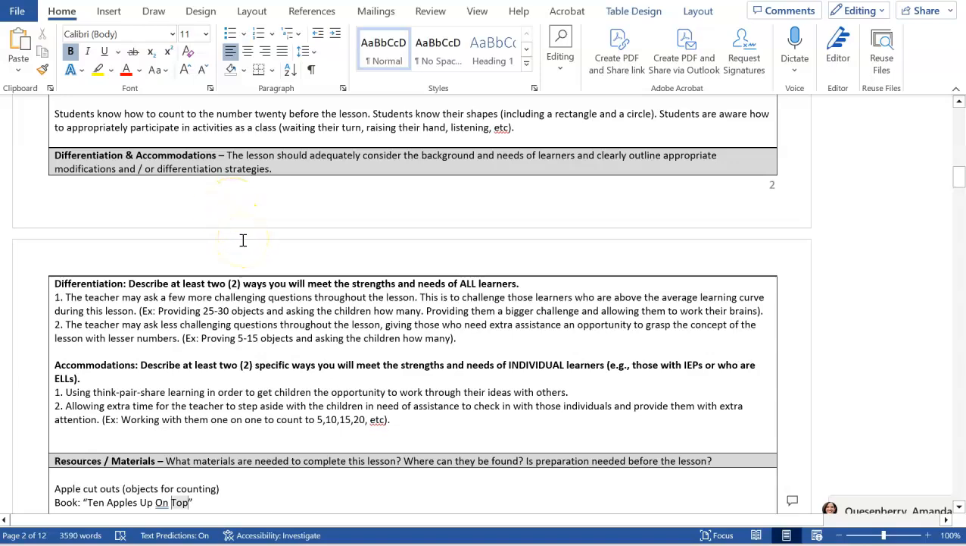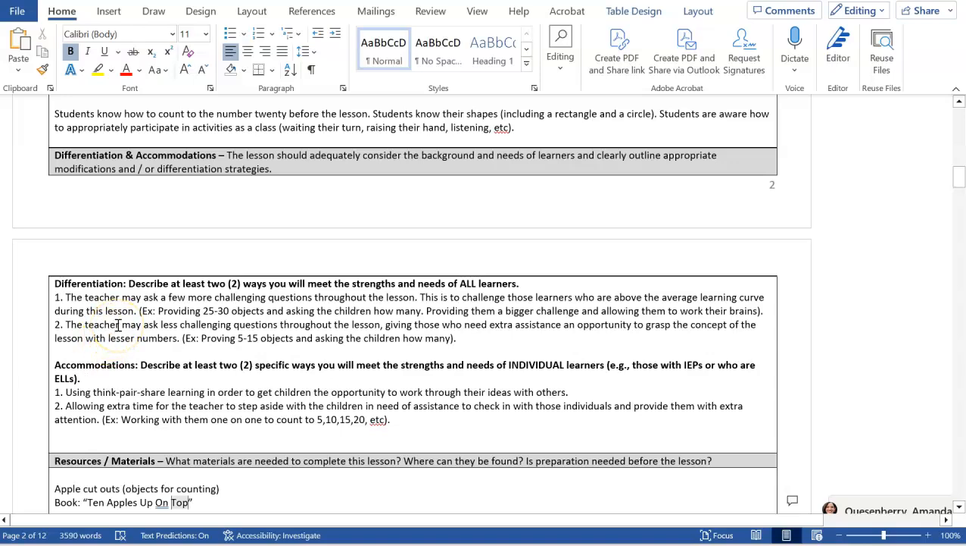And so it's never going to be the case that you will have an entire classroom of students who have the exact same knowledge, skills, and abilities, right? And so you're going to have to differentiate in some way for your students. You're also more than likely going to have at least one or two students in your classroom who either have an IEP or who are English language learners. And so in this section, you're going to describe how you might differentiate for your students and how you might do accommodations or modifications as well.